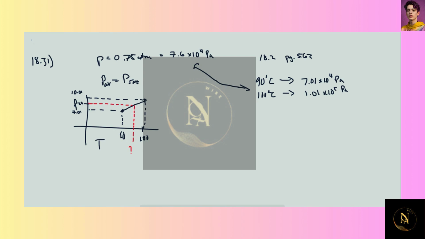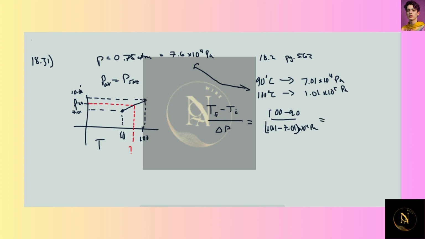This might seem kind of challenging at first, but it's actually simpler than you thought. We can just take the T final minus T initial and divide by the delta pressure. And what that gives us is the slope for this line. So this becomes 100 minus 90 over 10.1 minus 7.01, and that is times 10 to the 4th pascals.